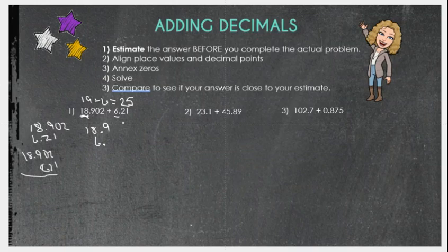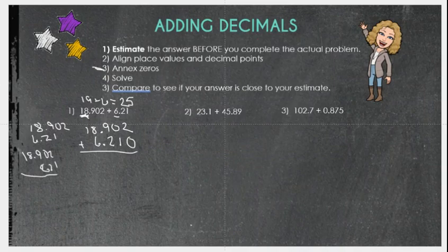9 in the tenths place, 2 in the tenths place, 0 in the hundredths place, 1 in the hundredths place, 2 in the thousandths place, and I've got nothing in the thousandths place over here, but step number 3 says annex zeros, so I can add my 0 here. It's not really necessary in addition because you're still going to add nothing, but it does get them into the good habit of putting that 0 there for subtraction, because sometimes it is necessary for subtraction.